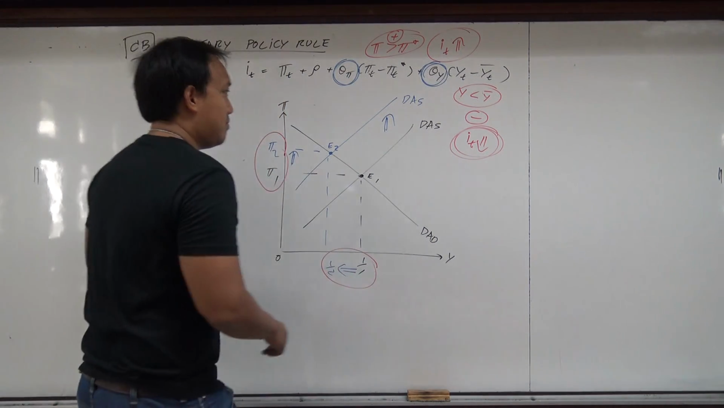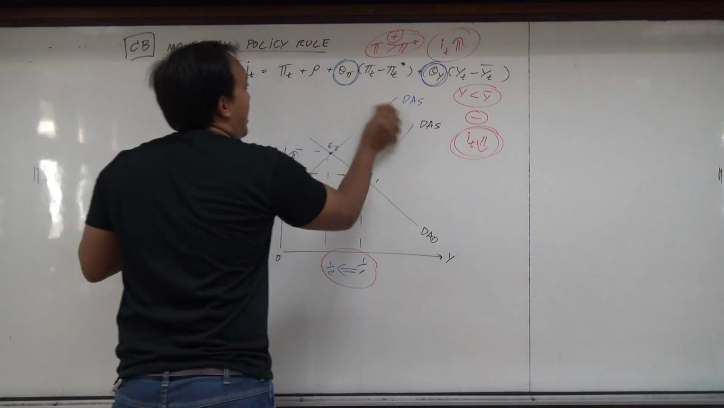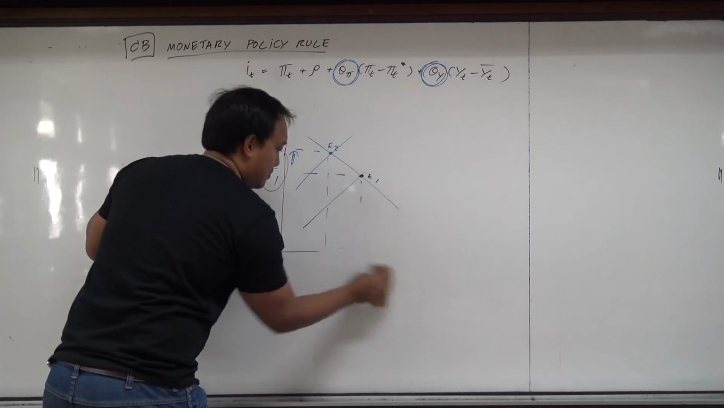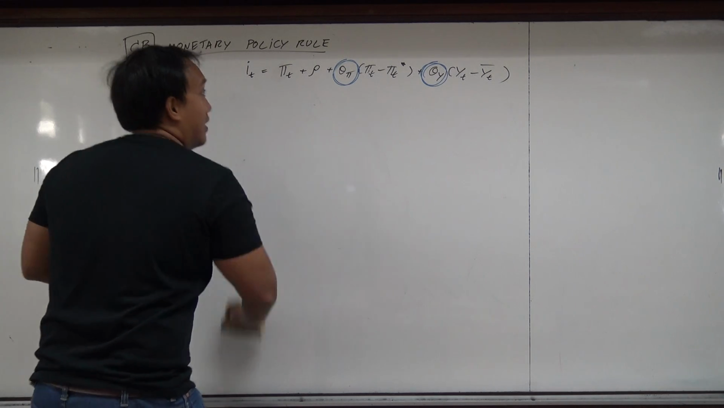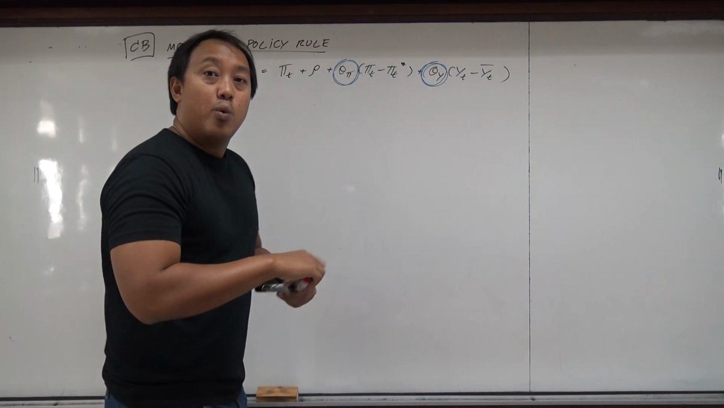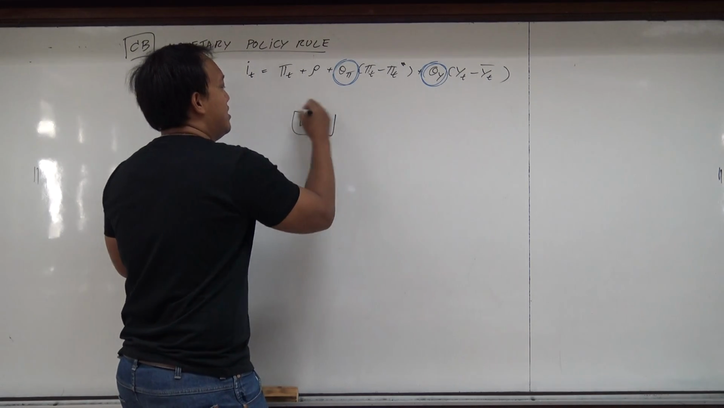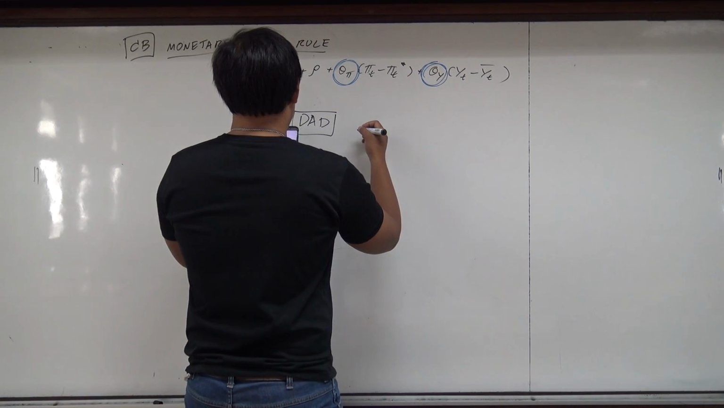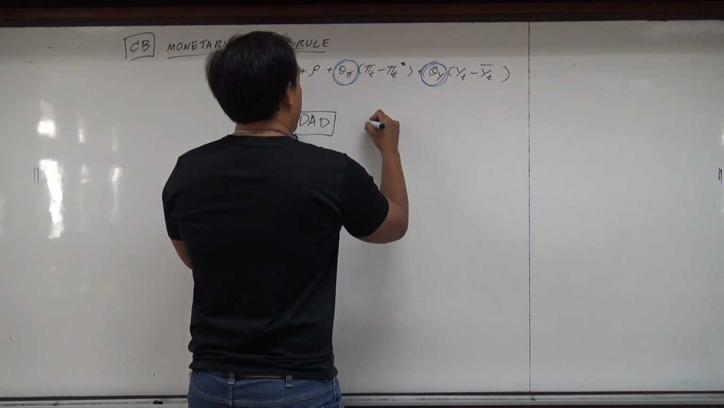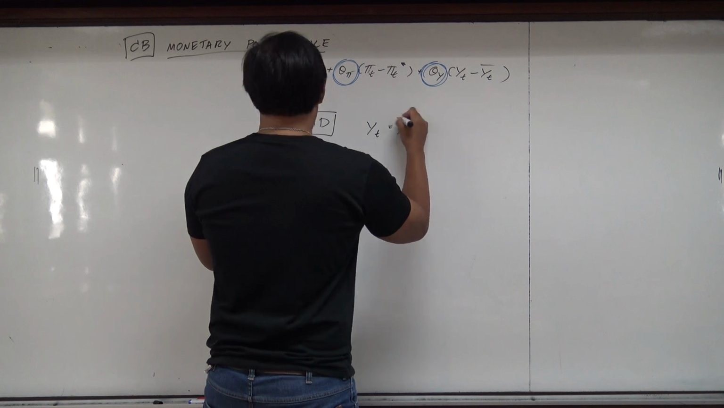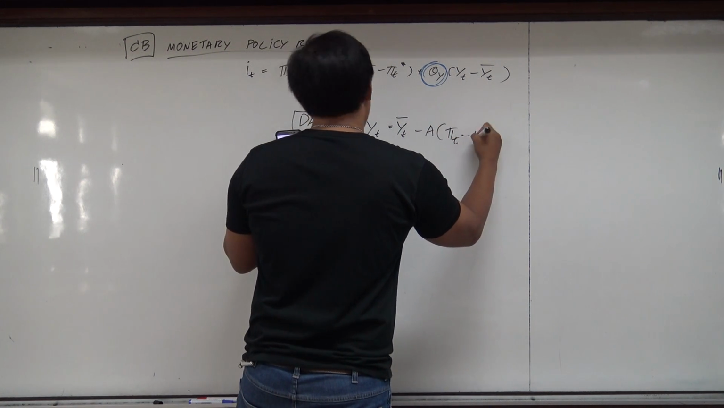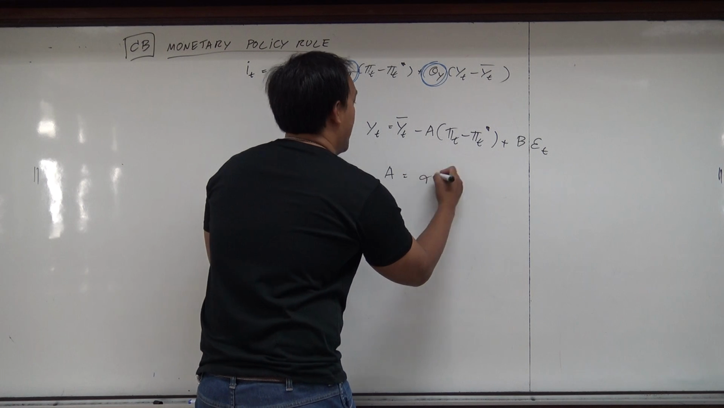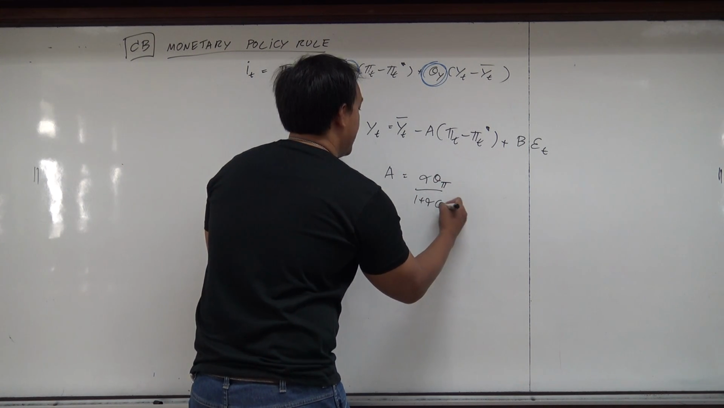Okay, so then, if I erase this one, okay, as you still remember, we have the DAD equation, and the DAD equation comes from Y_t equals Y_t bar minus A times (pi_t minus pi_t star) plus B epsilon_t, and A equals alpha theta pi over 1 plus alpha theta y.